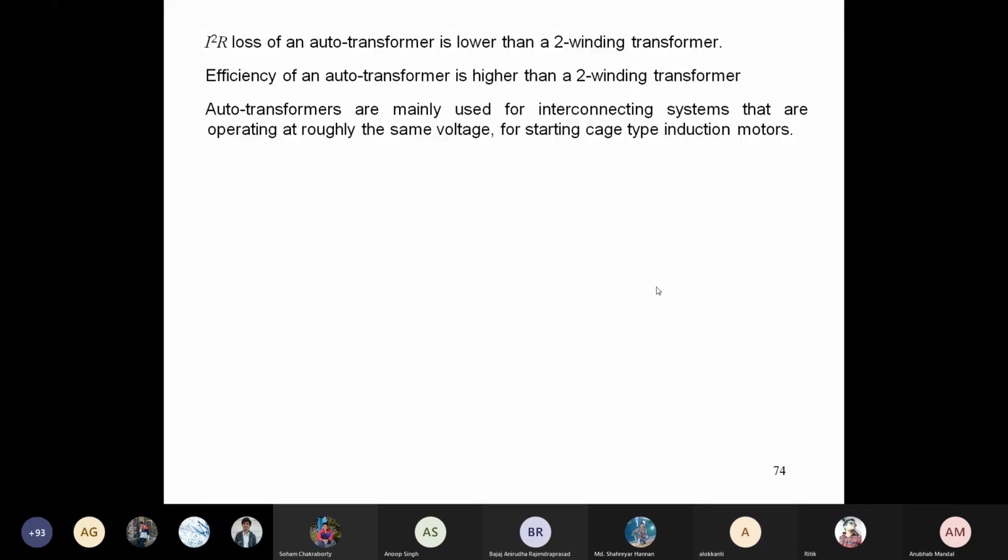So auto transformers are mainly used for interconnecting systems that are operating at roughly the same voltage. And there was an experiment on induction motors. Because of less time, we could not do all the sections. They are also used in starting: for starting the motors, in every motor as a starter, there the auto transformer starting is there.